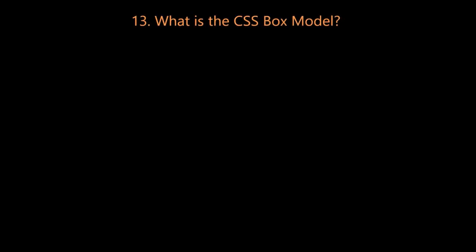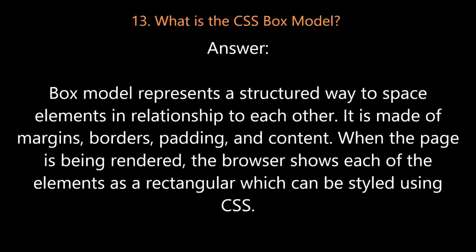Question number 13. What is the CSS box model? The box model represents a structured way to space elements in relationship to each other. It is made of margins, borders, padding, and content. When the page is being rendered, the browser shows each of the elements as rectangular, which can be styled using CSS.